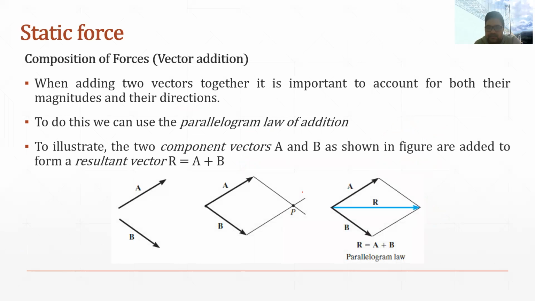So here you can see these are the two forces A and B, and when we join them and construct two lines, the point where they meet, if we join these two points, becomes the resultant of these two forces.